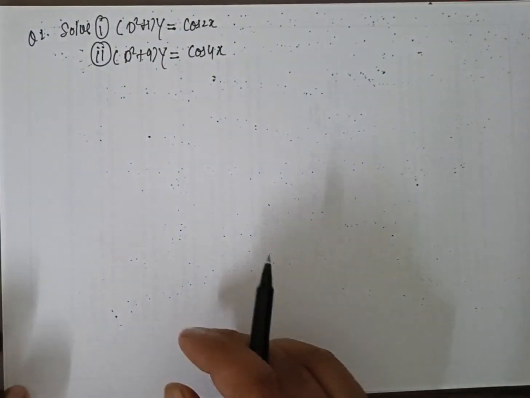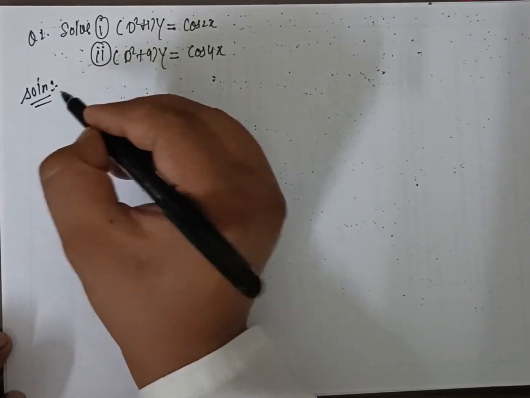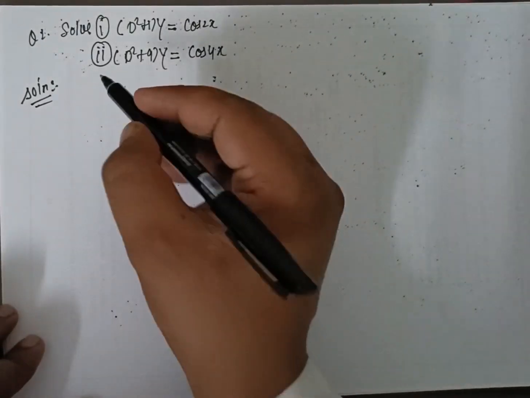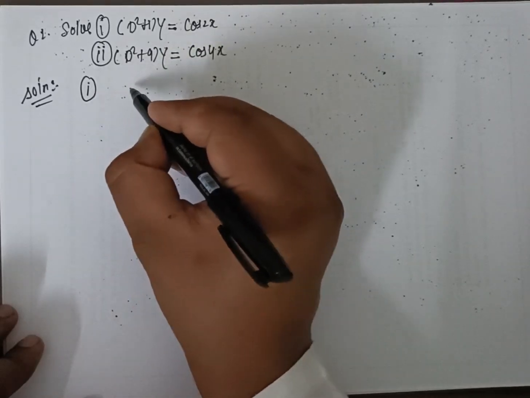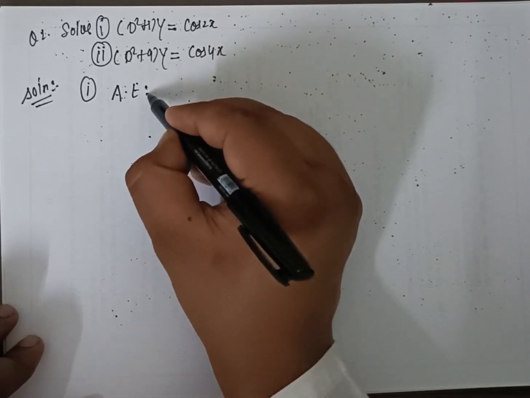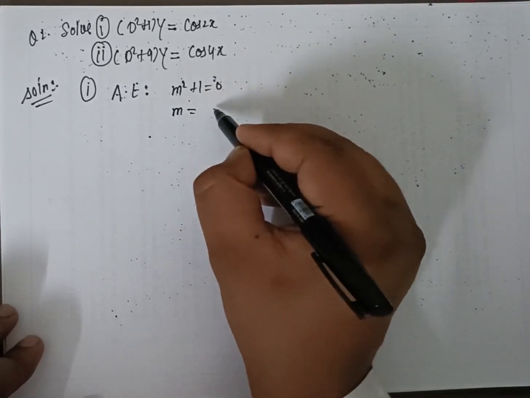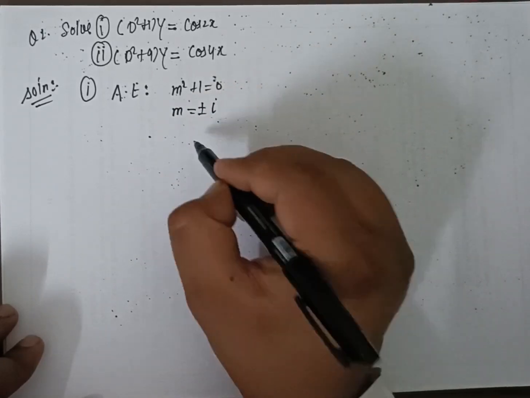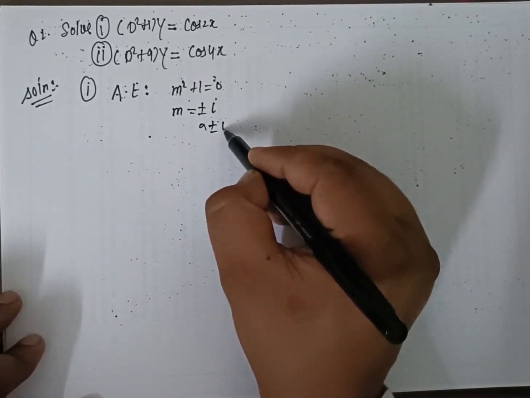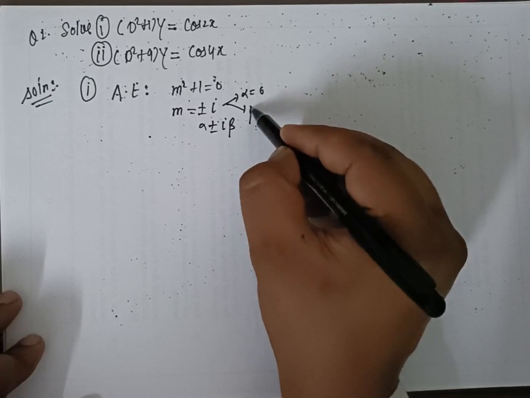Now to solve these examples, we follow very simple steps. We need to calculate first the complementary function and then the particular integral for both the questions. For the first question, the auxiliary equation is m square plus 1 is equal to 0, and we have here m equals plus minus iota. We have two complex roots here of the form alpha plus minus iota beta, and here alpha is equal to 0 and beta is equal to 1.